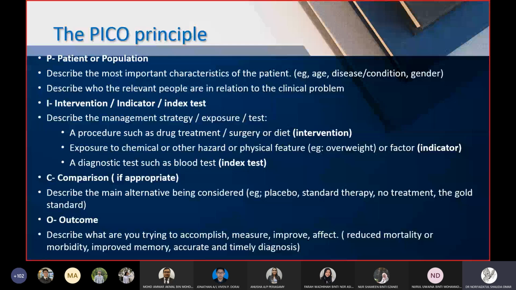The comparison usually describes the main alternative being considered, or the gold standard. Like the COVID, you want to compare between the index test and the gold standard. So the gold standard in screening or diagnosing COVID-19 is the PCR. Okay, so that's the comparison or the gold standard. And then what is the outcome? Describe what you're trying to accomplish, measure, improve, effect. Like in the COVID, the outcome is diagnosing.